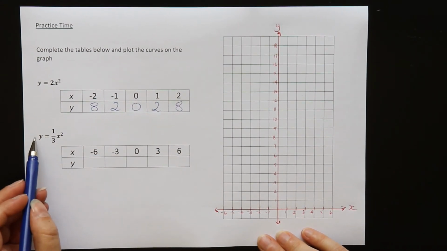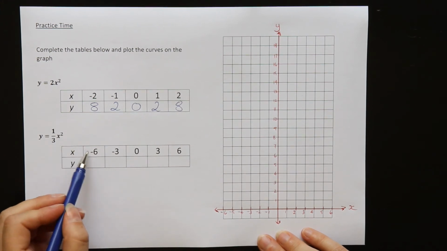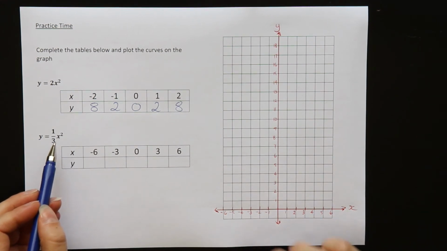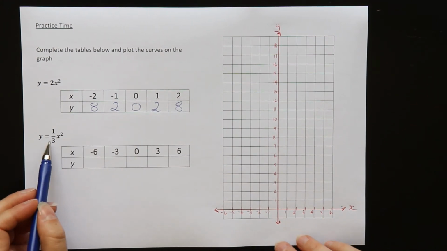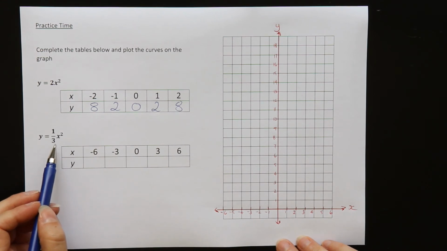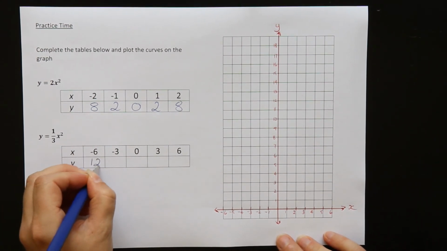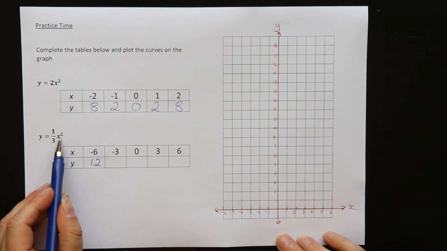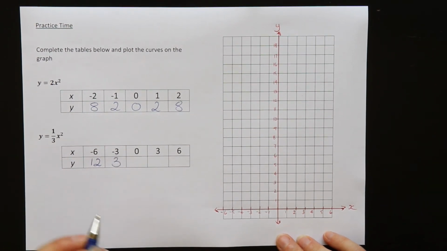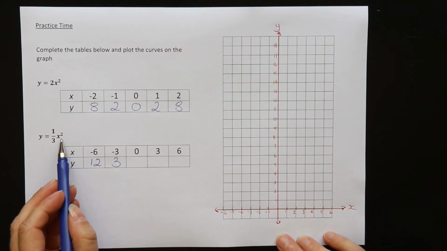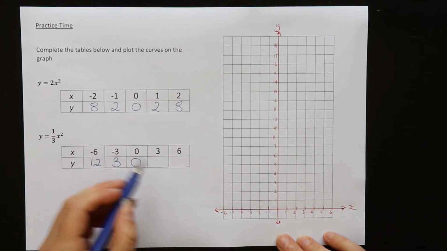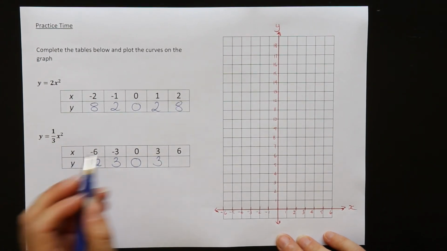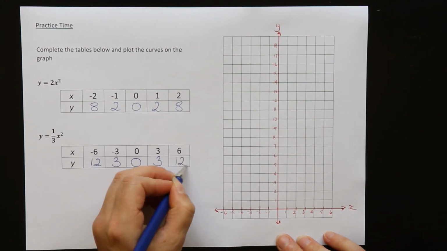Now next equation, y is equal to 1/3 x squared. We want to start with -6. -6 squared is 36, and 1/3 of 36, or 36 divided by 3, is 12. Let's try it again for -3. -3 squared is 9, and 1/3 of 9 is 3. 0 squared is 0, 1/3 of 0 is still 0. 3 squared is 9, times 1/3 is 3, and 6 squared is 36, times 1/3 is 12.